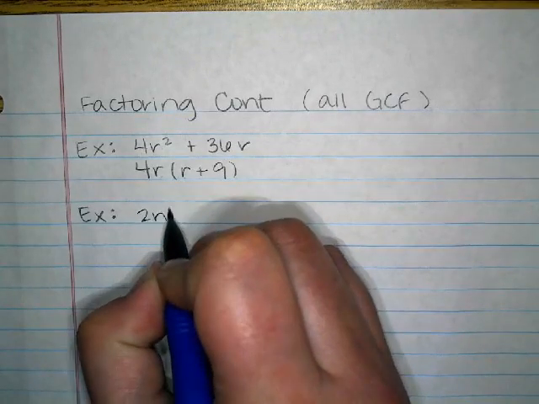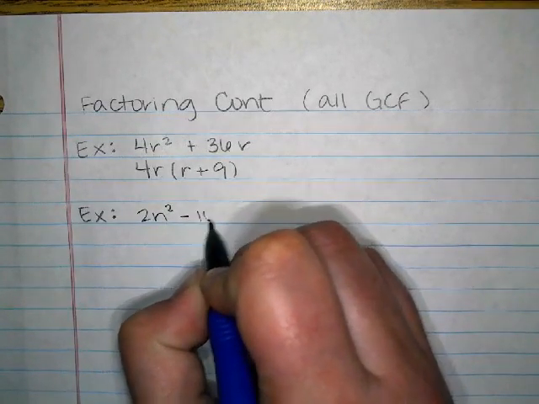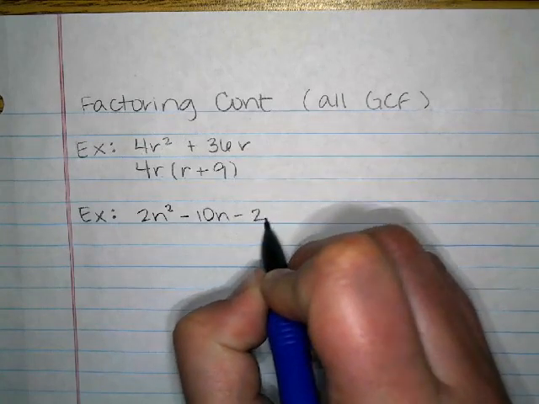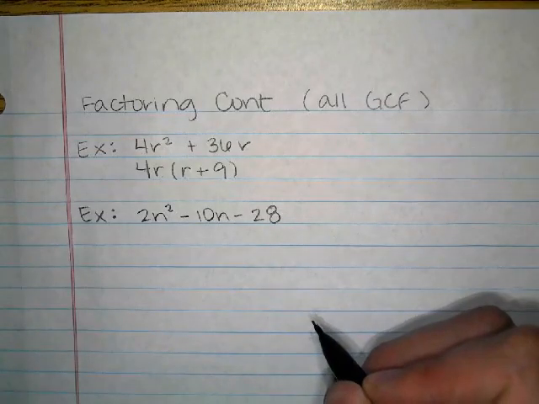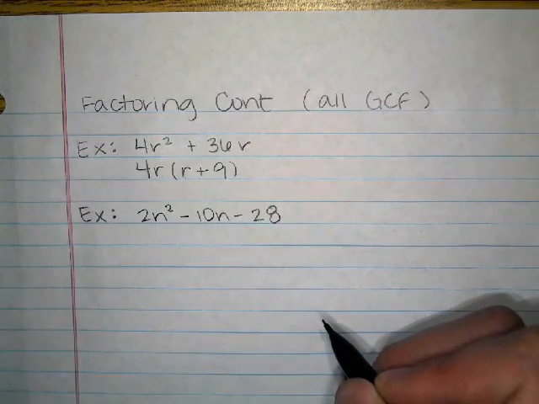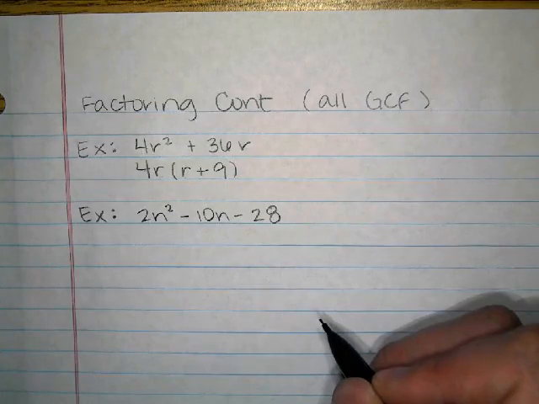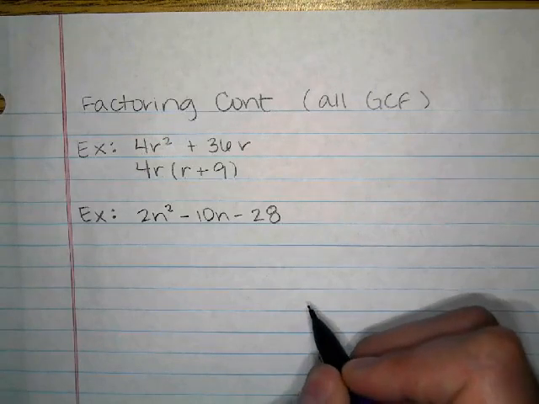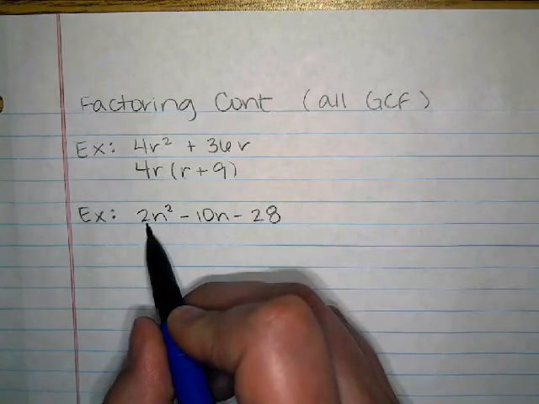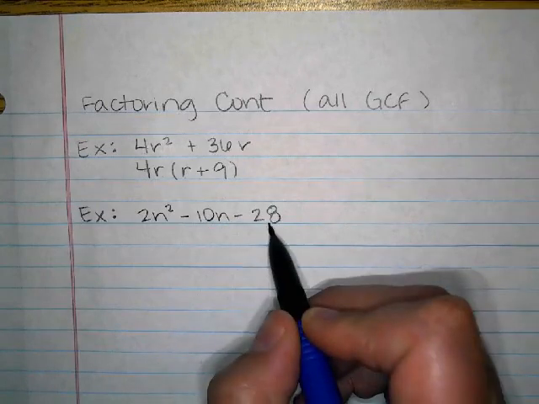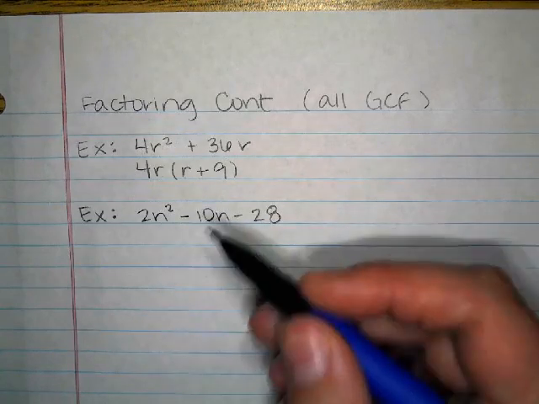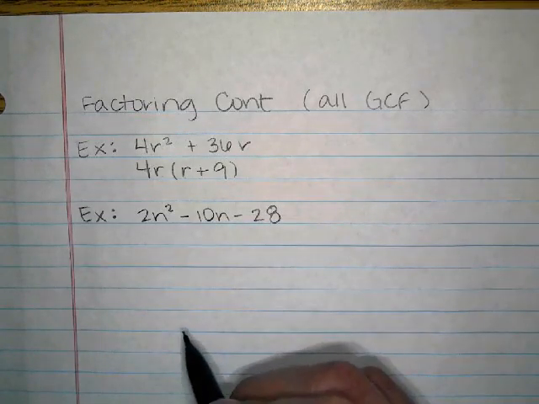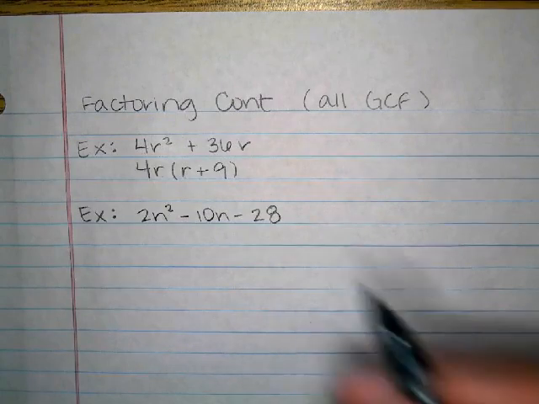So I've got 2n squared minus 10n minus 28. So with this problem, it might seem like it's a slide divide problem to start with, but if you look closer, you'll notice that you do have a GCF. So if you look at the numbers, you can see that every single term is a factor of 2. They're all even numbers. 2n squared, 10, and 28. So what we're going to do first is take out a GCF of 2, and then we're going to see if it's still a slide divide problem or if it became one of the more simple trinomials.